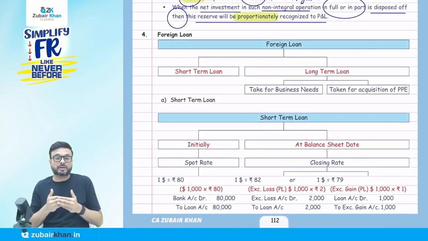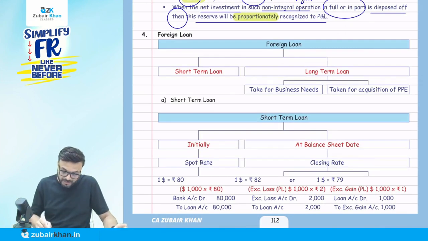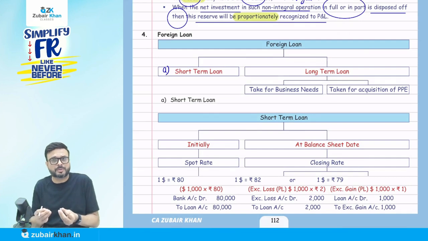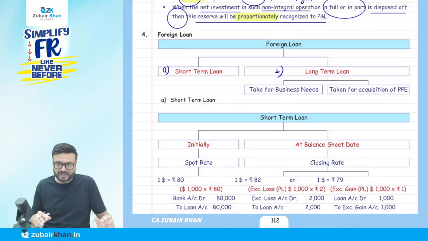So when I talk about the foreign loan, what is the intention for which you have taken the loan? It might be for a purpose, for example, point A here. That might be a short-term loan. Short-term loan means a loan for a short period of time. Then there might be a long-term loan.